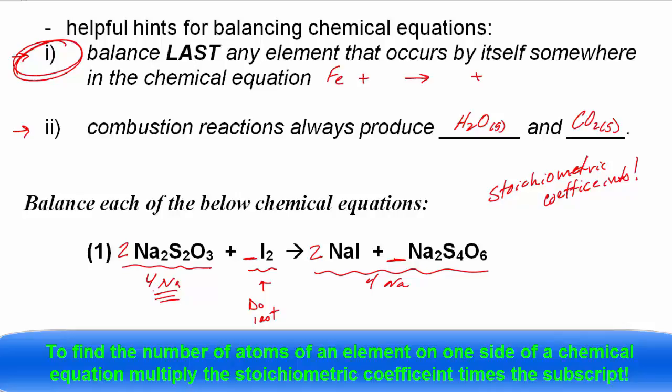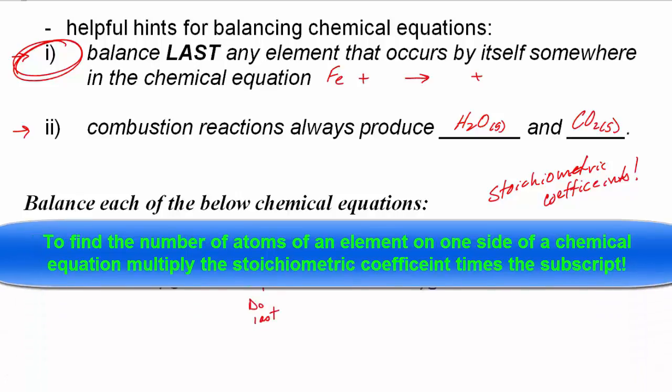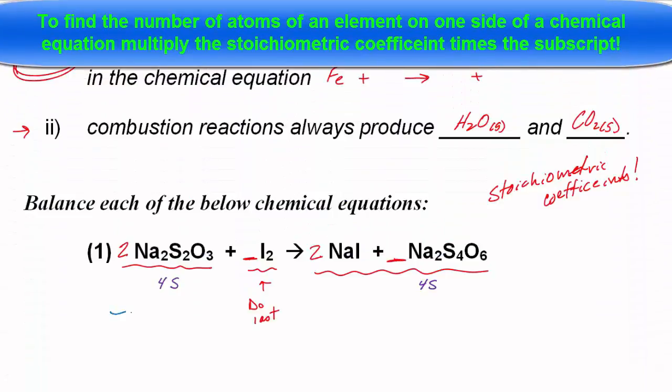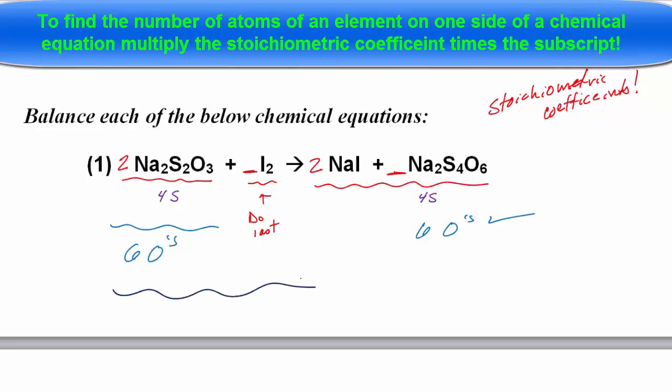So sodiums are good. How about the sulfur atoms? I have 4 sulfur atoms here, and I've got 4 sulfur atoms there. Hey, good deal. How about the oxygens? On this side, I have 2 times 3, I have 6 O's. And on this side, I've got 6 oxygens. So they're done. The last element is the iodines. We have 2 iodines on this side, and we have 2 iodines over here.